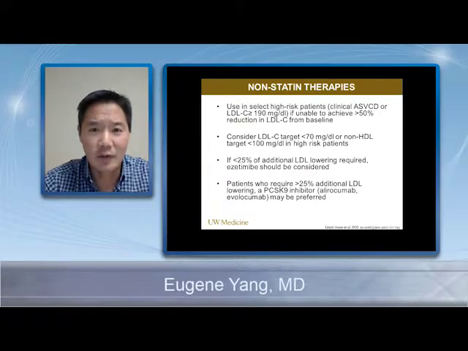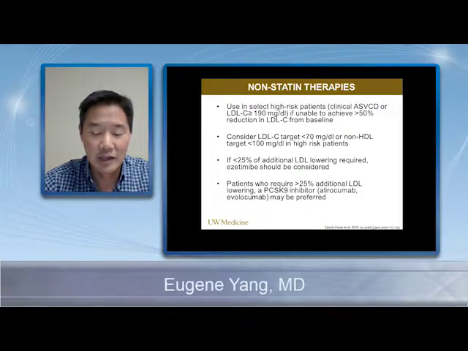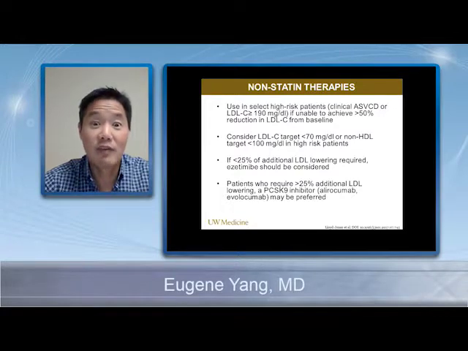That stems from some of the recent clinical trials where an LDL target was specifically addressed, which we'll talk about in the FOURIER trial. If there's a less than 25% additional LDL lowering requirement, then ezetimibe should be considered first. If patients need more LDL lowering of greater than 25%, then a PCSK9 inhibitor, either alirocumab or evolocumab, may be preferred.